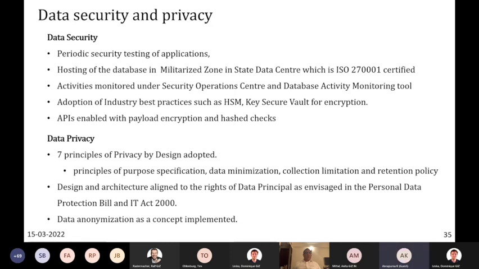Data privacy is an important aspect, keeping in mind the Personal Data Protection Bill, which is under deliberation. So Kutumba has adopted the 7 principles of privacy by design. It has implemented the principles of purpose specification and data minimization, collecting only the data that is required, and a retention policy has been defined. So the design and architecture are aligned to the rights of data principal, which are envisaged in the PDP bill. Next slide, please.